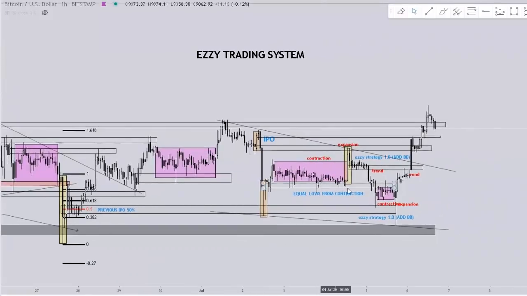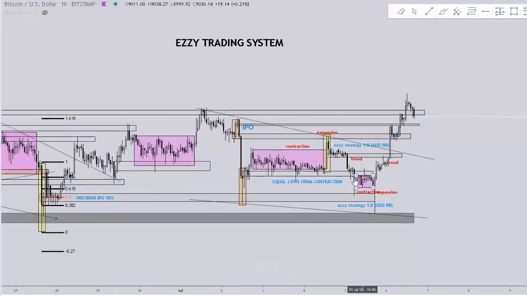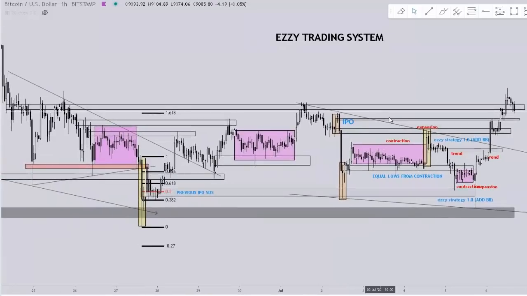Same thing happened here, the contraction expands to the IPO, which is the candle that we look for, and then it trends to the downside. Same thing happened, contraction expands to the downside, and then it trends to the upside. And on my Instagram, I have my entries from this one, and from that one. So if you guys want to check it out, it should be there.